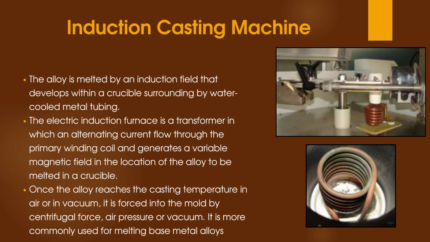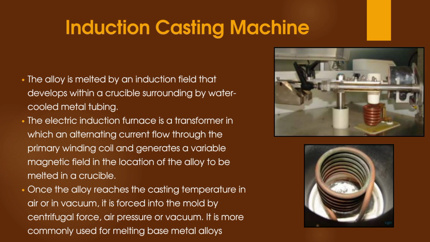In an induction casting machine, the alloy is melted by an induction field that develops within a crucible surrounded by water-cooled metal tubing. The electric induction furnace is a transformer in which an alternating current flowing through the primary winding coil generates a variable magnetic field in the location of the alloy to be melted in a crucible. Once the alloy reaches the casting temperature in air or in vacuum, it is forced into the mold by centrifugal force, air pressure or vacuum. It is more commonly used for melting base metal alloys.